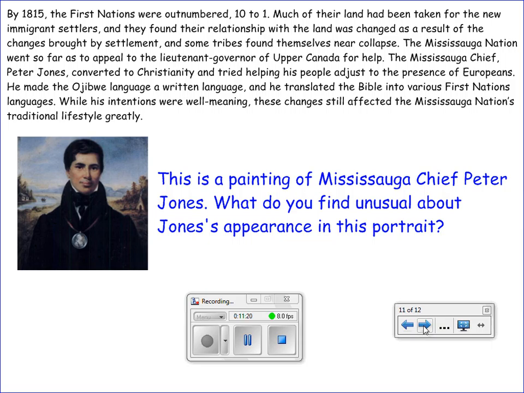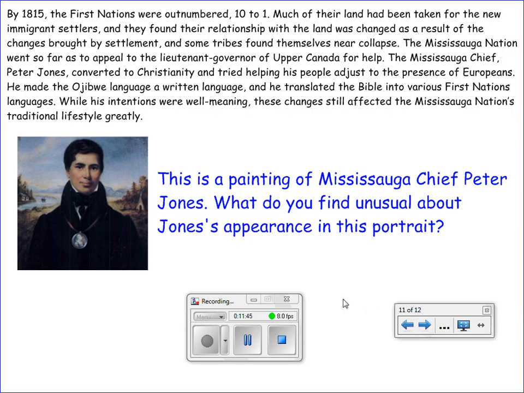The Mississauga chief, Peter Jones, converted to Christianity and tried helping his people adjust to the presence of Europeans. He made the Ojibwe language a written language, and he translated the Bible into various First Nations languages. Now, while his intentions were well-meaning, these changes still affected the Mississauga Nation's traditional lifestyle greatly.